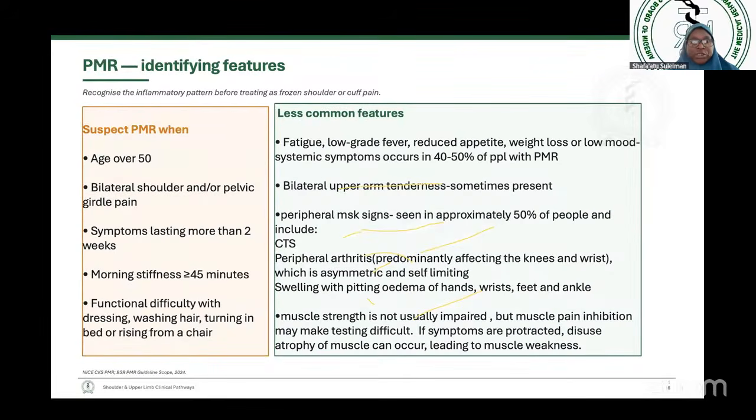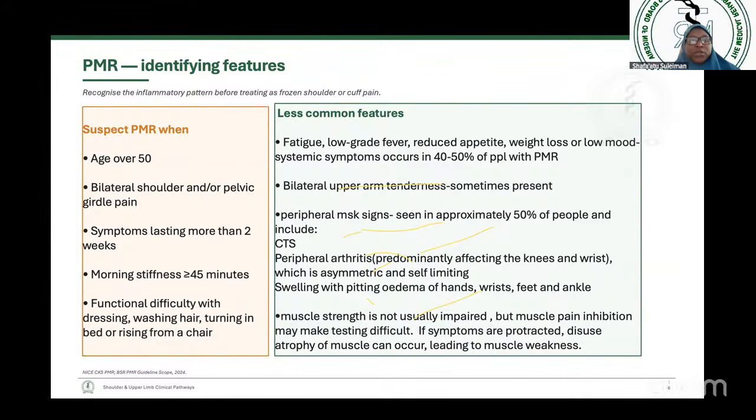So identifying the features, we suspect this when the age of the patient is over 50, when the patient presents with bilateral shoulder and or pelvic girdle pain, symptoms lasting more than 2 weeks, morning stiffness lasting longer than 45 minutes, and functional difficulty with overhead activity. There are some other less common features that might be there or might not, such as fatigue, low-grade fever, reduced appetite, weight loss, or low mood. Systemic symptoms occur in at least 40 to 50% of people with polymyalgia rheumatica.